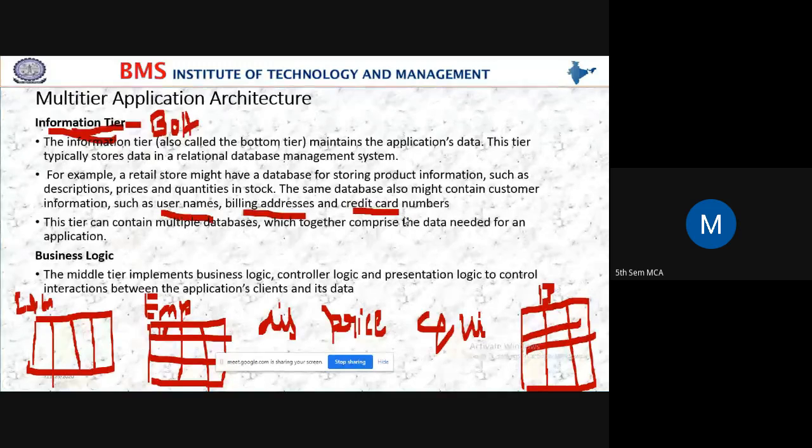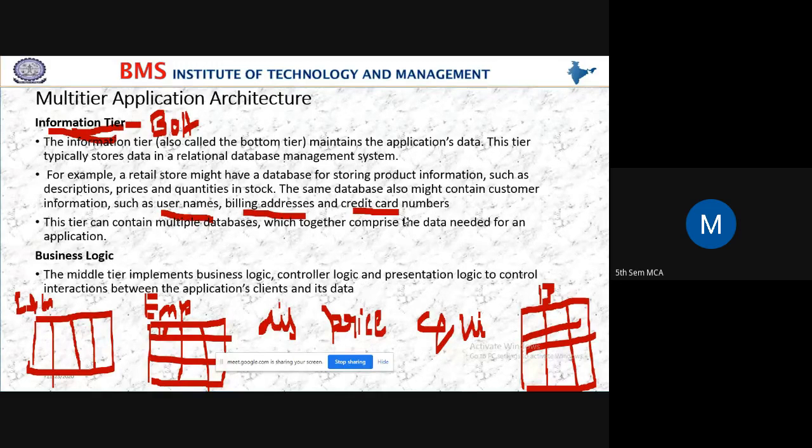Yes, students, you can see the screen now. So the second tier is the business logic tier. The middle tier implements the business logic, controller logic and the presentation logic to control the interaction between the application and its data. So it is a medium between the application and the data.